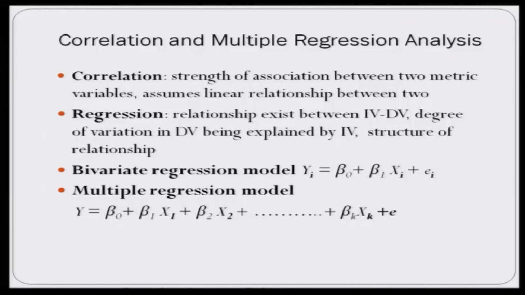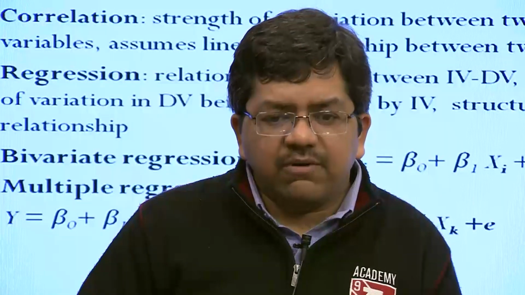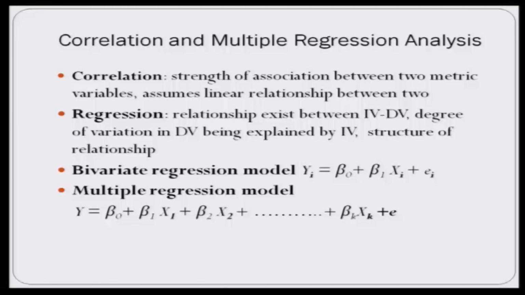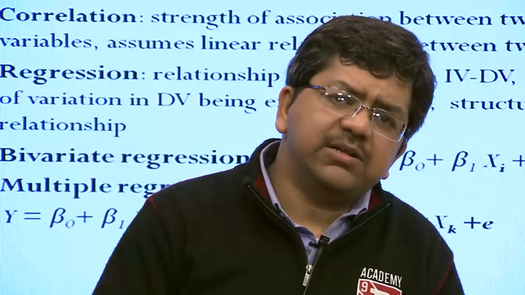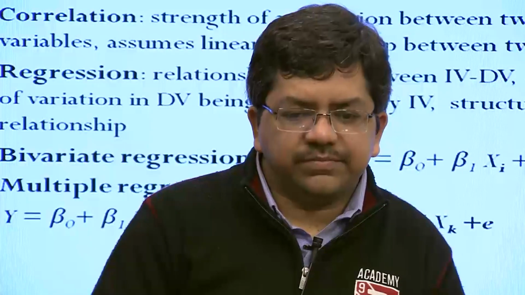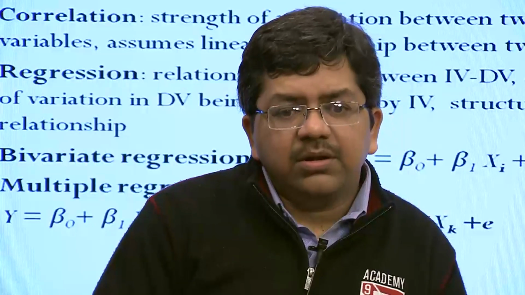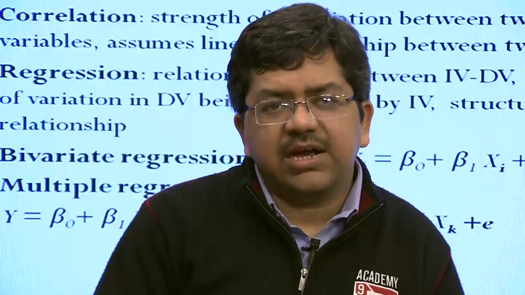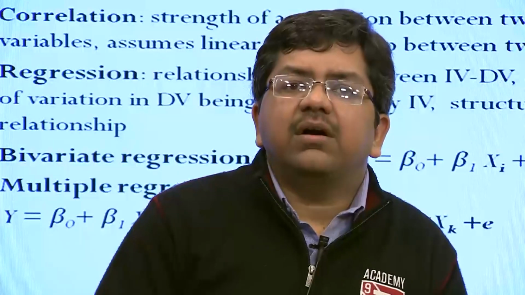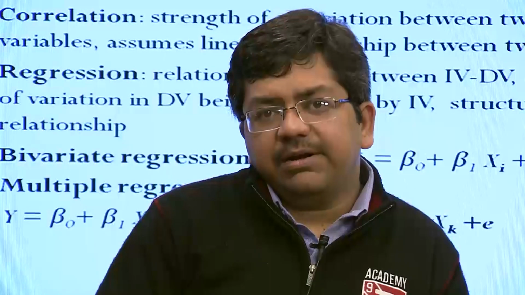Talking about another dependence technique, one of the most commonly used marketing research techniques to analyze data, we have correlation and regression. Correlation is the examination of the strength of association between two metric variables, and what is assumed here is that these two metric variables are linearly correlated; they have a linear relationship. Now, coming to regression analysis, the relationship exists between an independent variable and a dependent variable.